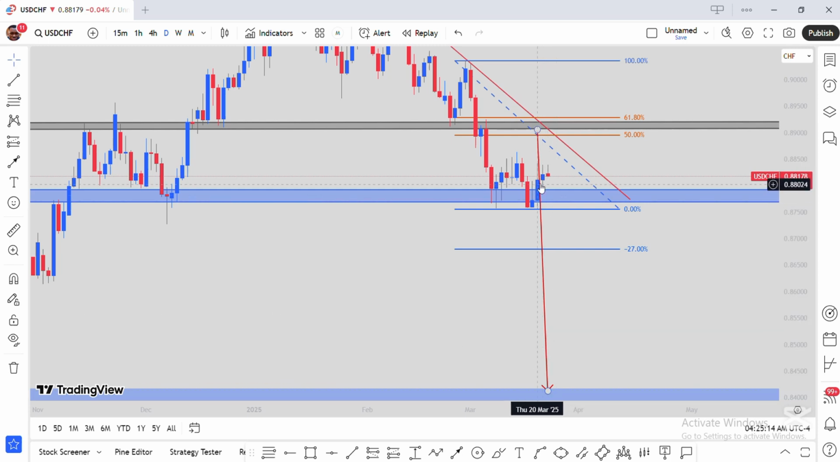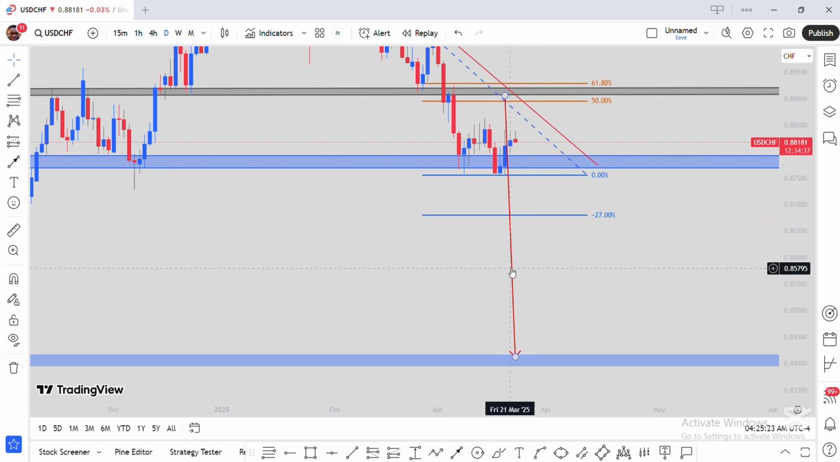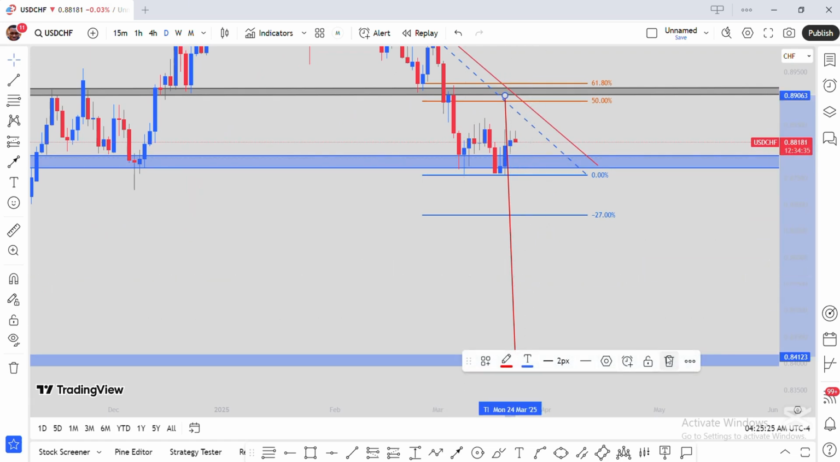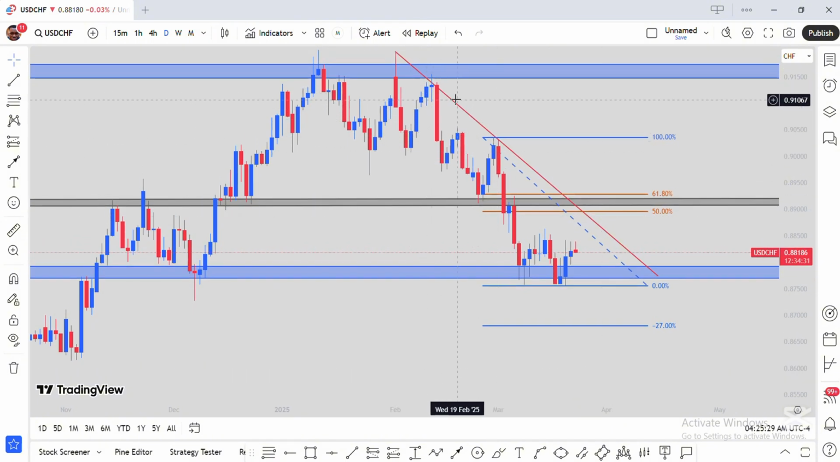When price got into this blue zone around here, I would have already moved my stop loss to break even and be taking my profits here. So now I'm just waiting for a retracement to follow this daily trend, since the overall direction of the market is to the downside.